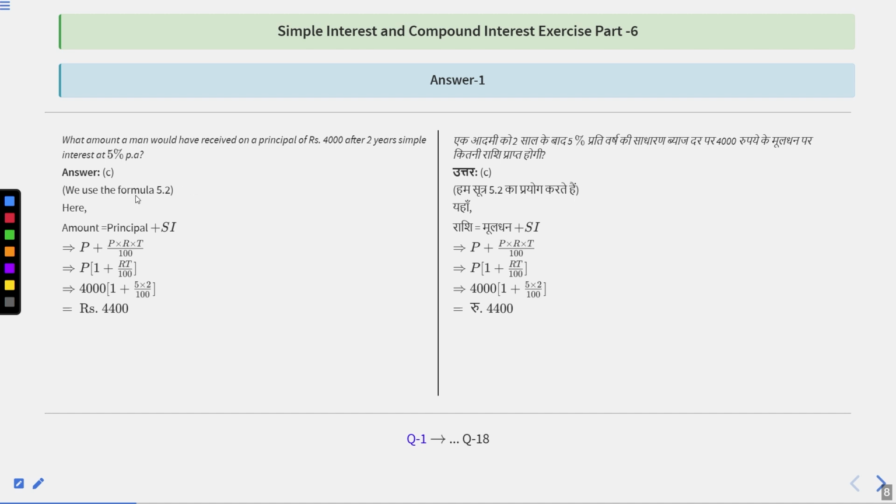Now the question says that principal is rupees 4,000, time is 2 years, rate of interest is 5%. So what is the amount? Amount is principal plus simple interest. So we just use this formula, P plus P into R into T upon 100, and we get the answer. We put the value 4,000 and take common, so 1 plus 5 into 2 upon 100, which becomes 4,400 rupees. So C is the correct answer.